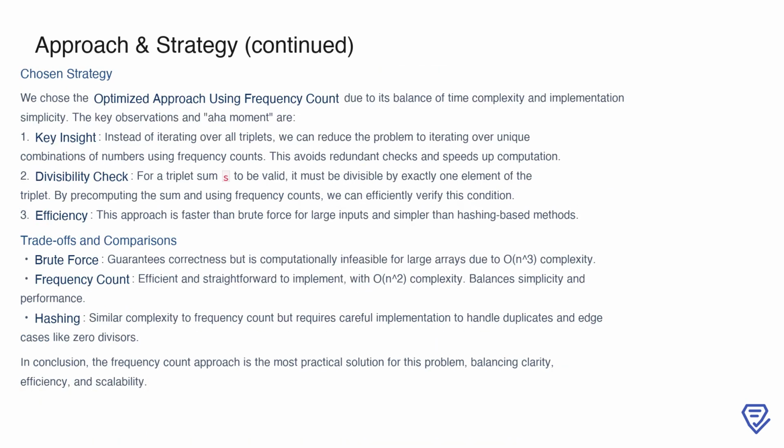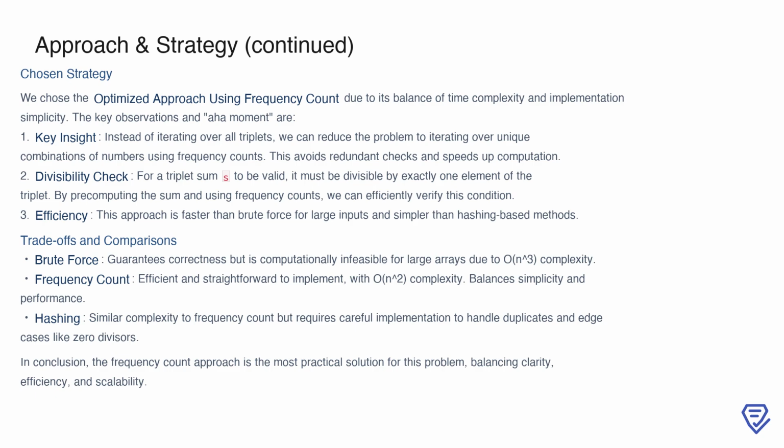Among these methods, the optimized approach using frequency count was chosen as the most practical solution. The key insight here is that instead of iterating over every triplet, we can focus on unique combinations of numbers by leveraging frequency counts. This reduces redundant checks and simplifies computation. To ensure a triplet sum S is valid, it must be divisible by exactly one of the elements in the triplet. By pre-computing sums and utilizing frequency counts, we can verify this condition efficiently.